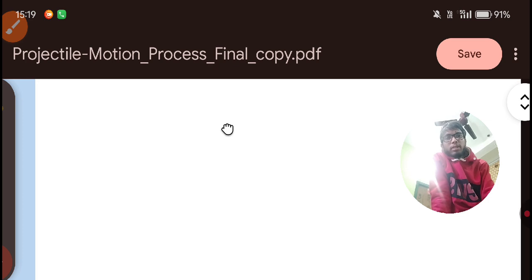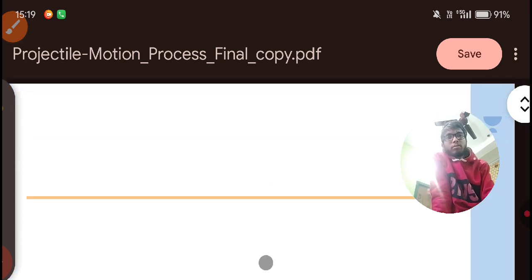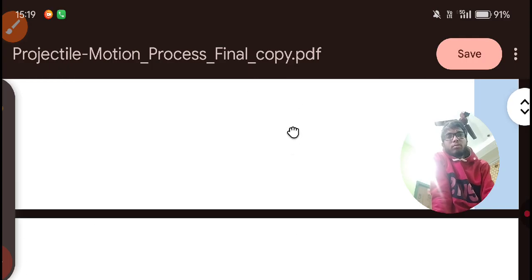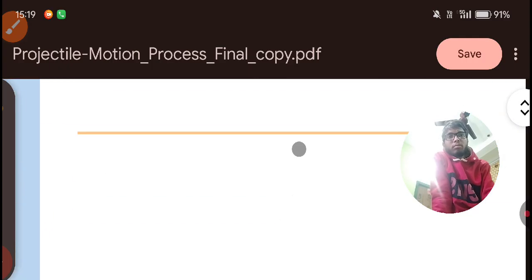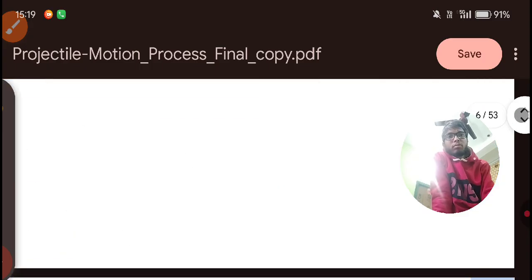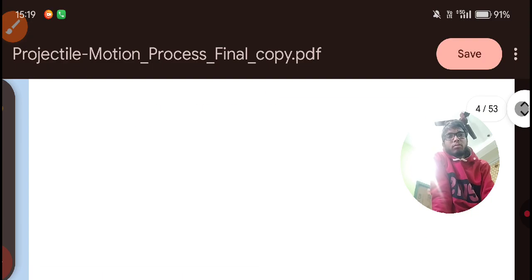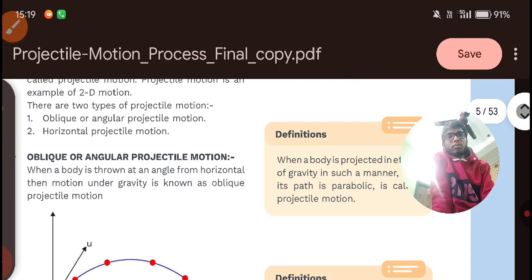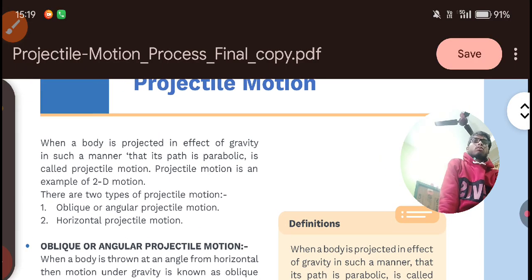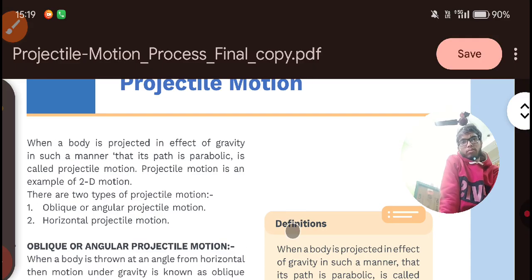Now let's start our journey. Projectile motion.